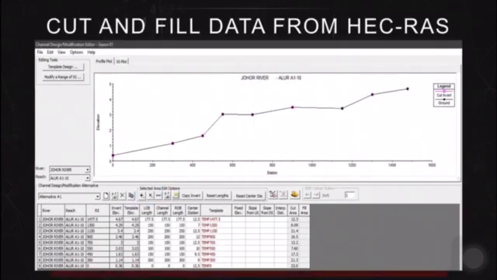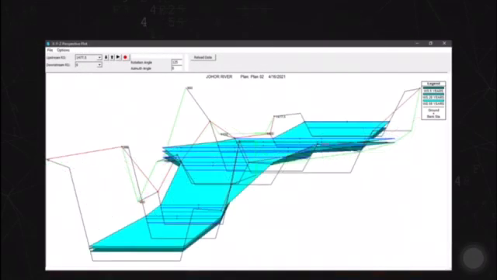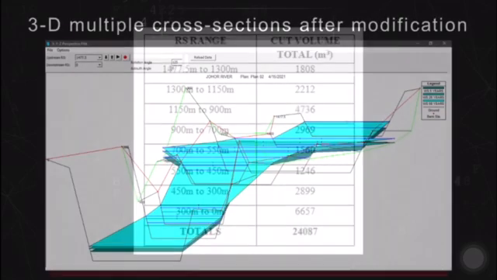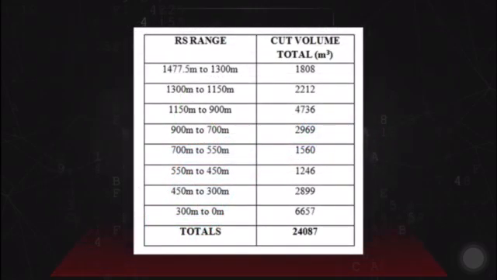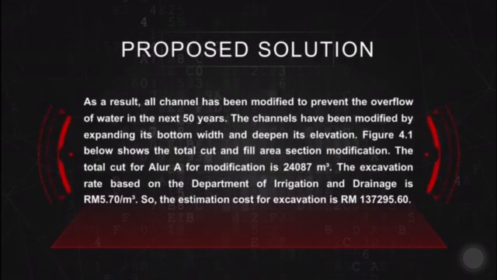This is the channel design and modification alternative that we get and the data of cut and fill that we propose. From the data, this is our perspective plot that we get from the downstream to the upstream. The cut value in total is 24,087 meter cube. As a result, all channels have been modified to prevent the overflow of water in the next 50 years. The channels have been modified by expanding the bottom width and deepening the elevation.